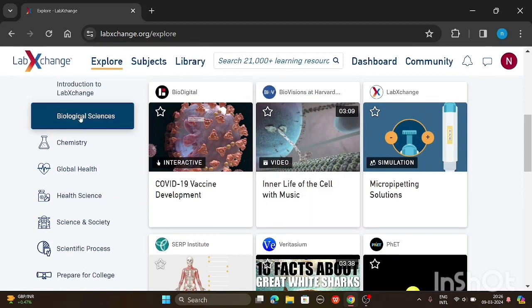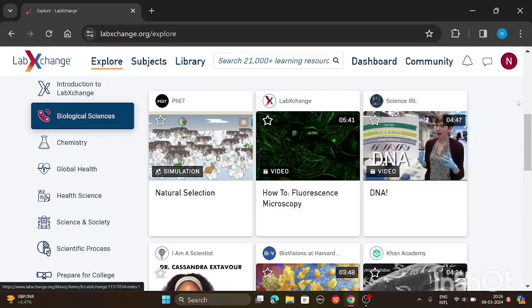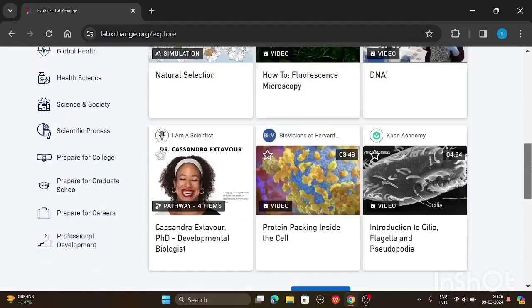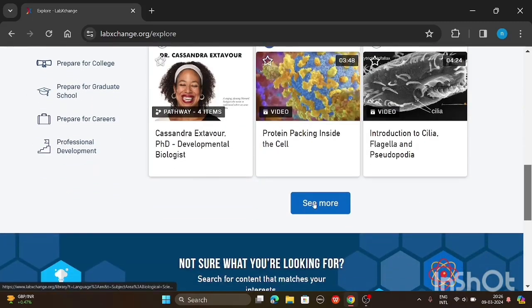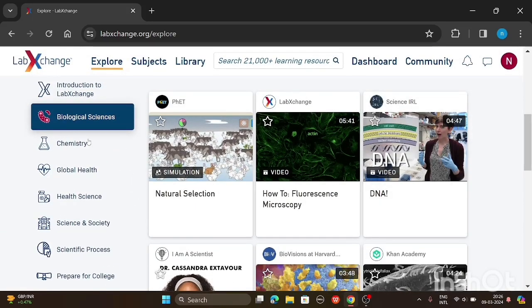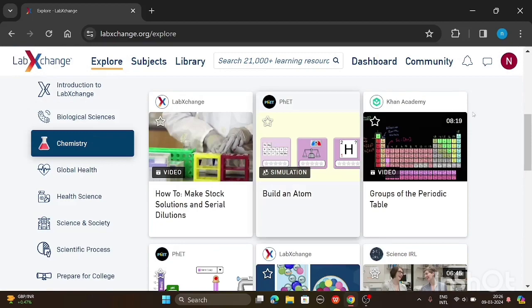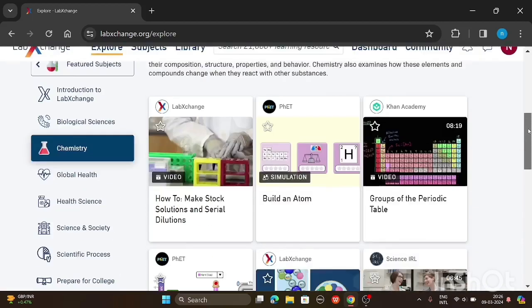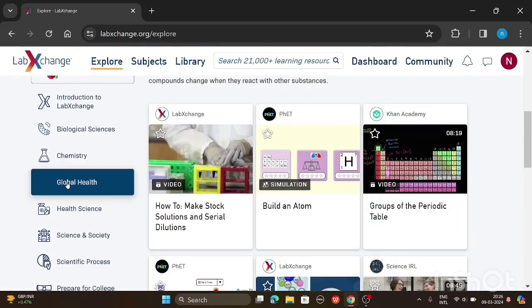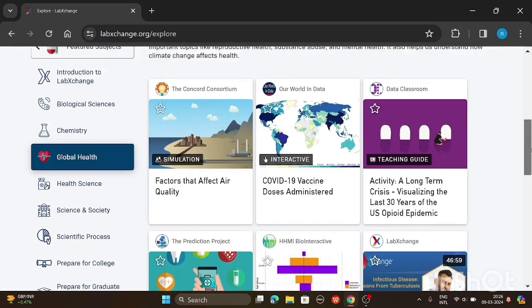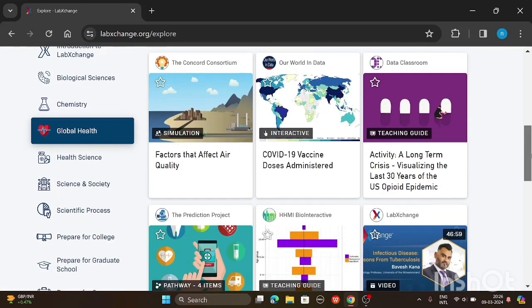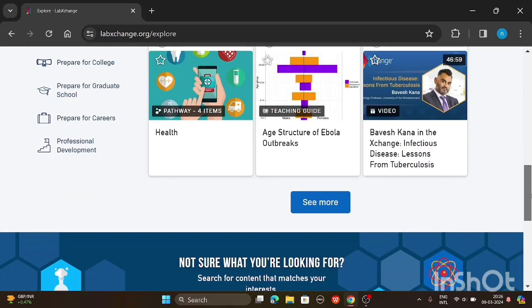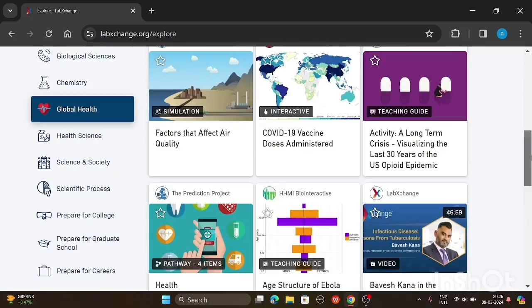If we click on biological sciences, we can see what is available. There is a lot of content available on biological sciences. We can click on see more to see what else is there. Then on chemistry, there is a lot of content again. Then we can click on global health to see what is there: factors that affect air quality, COVID-19 vaccine doses administered. We can click on see more to see what is there.